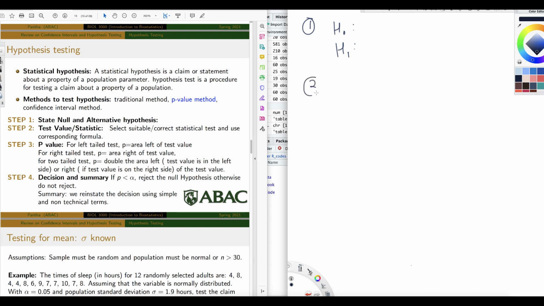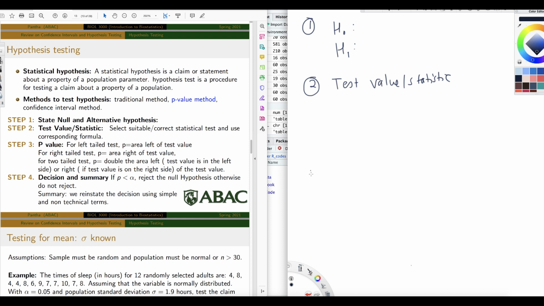Step 2 is writing the test value, or test statistic. Depending on whether you are testing for mean, proportion, variance, or any other variable, you will have a different formula for the test value or the test statistic.